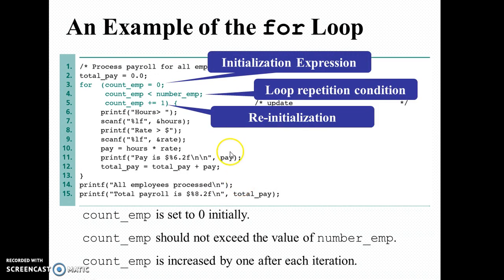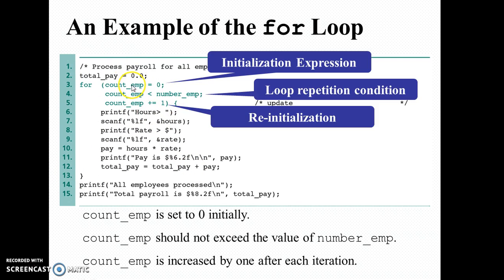Now we'll see an example of a for loop. Here we can see that this is a process payroll for employees. There is a variable called count employee which is initialized to 0, and then the second part is count employee less than number of employees. Then the third is the reinitialization part, where the count employee variable is incremented by 1, and the statements which we have to repeat are put inside the block. You may notice here within the block, these are the things which we will have to repeat.